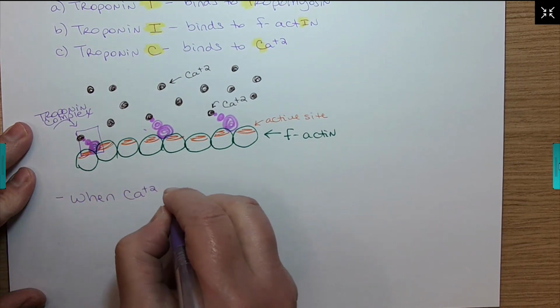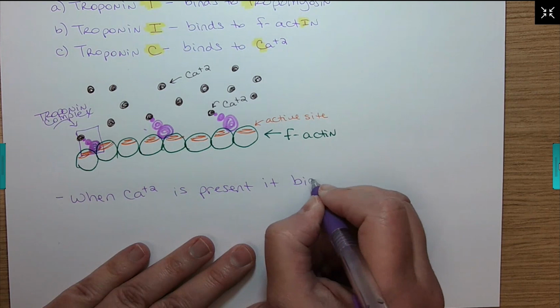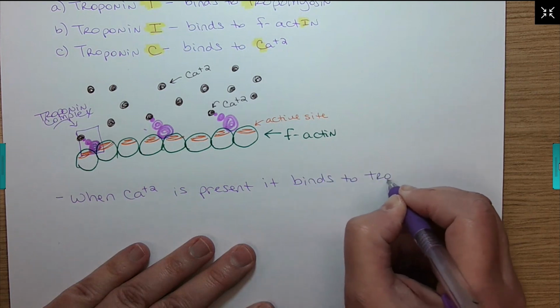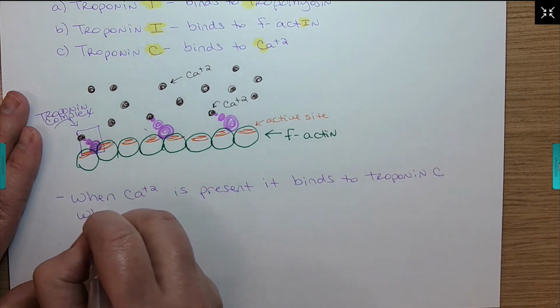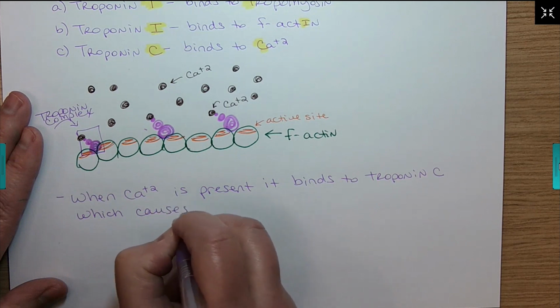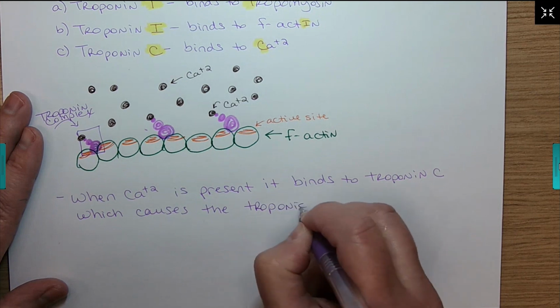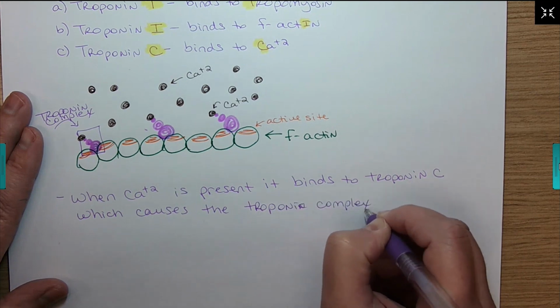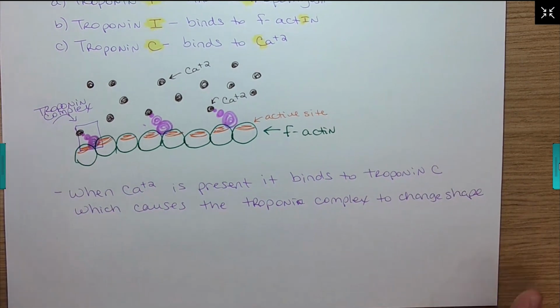So when calcium is present, it binds to troponin C, which causes the troponin complex to change shape. So it's one shape when the calcium is not bound. As soon as the calcium shows up and binds to the troponin C, the molecule changes shape.